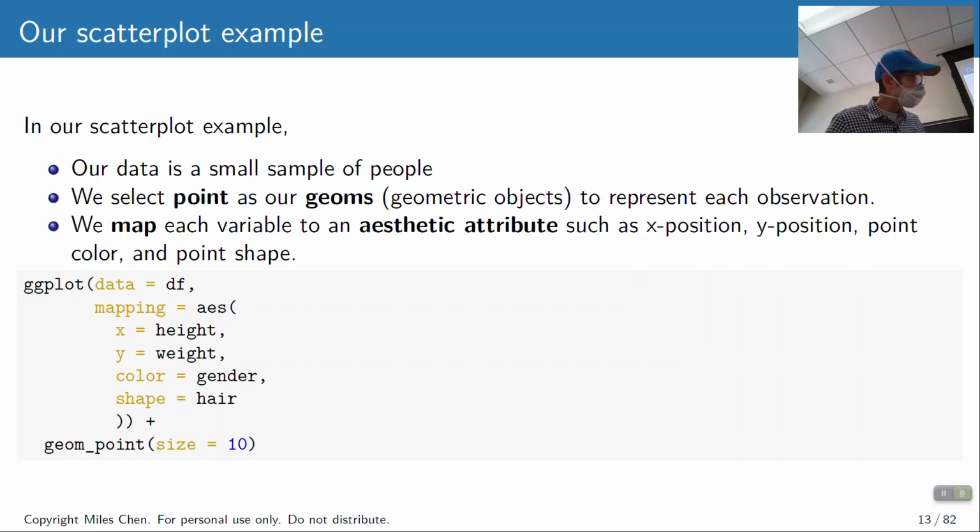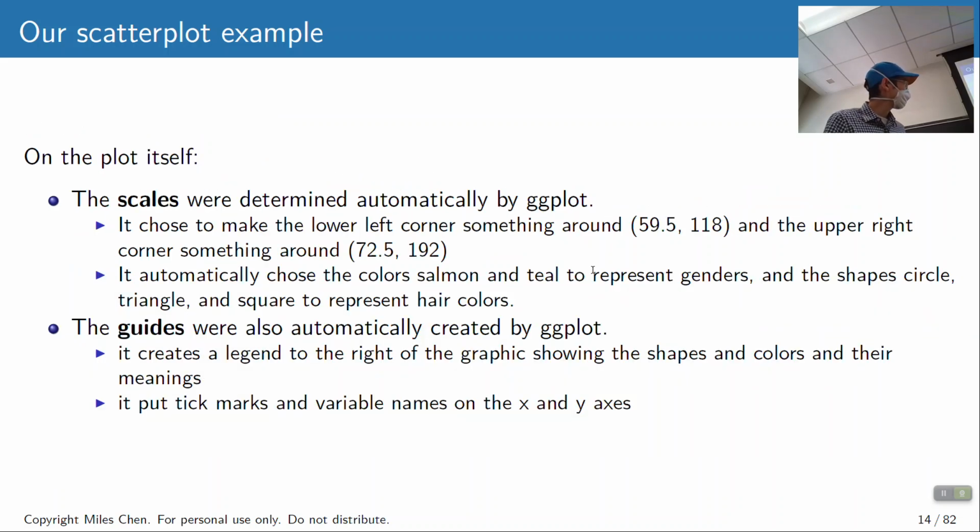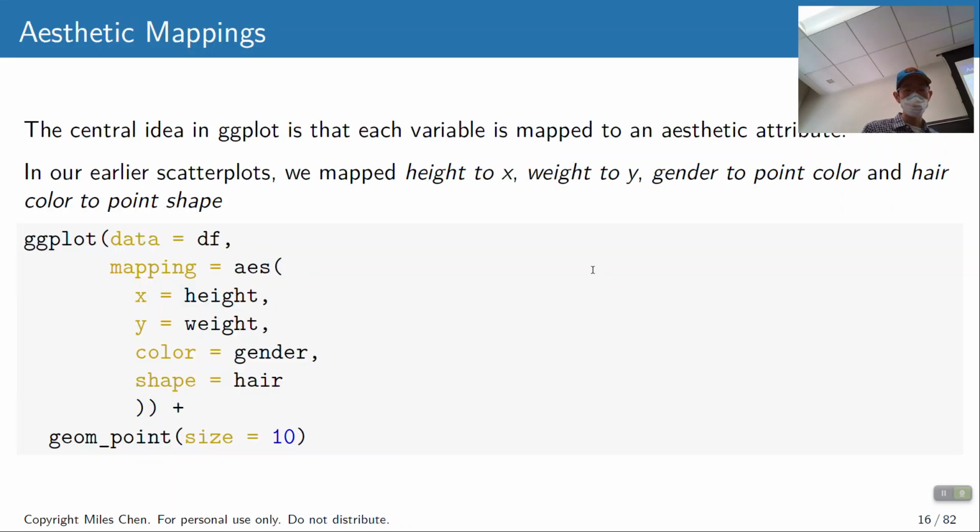Okay, so let's take a look at this example again. We mapped height to the x, weight to the y, gender to color, and hair to shape. Okay. A nice thing about ggplot is that it creates the scales and the guides for us automatically. So ggplot looks at the data and it says, okay, this is where I should put the lower left corner. This is where I should put the upper right corner. This is how many colors I need to use. This is how many shapes I need to use based on the data. It creates a legend for the guide. It creates tick marks, labels the axes for us. It does all of this kind of automatically for us.